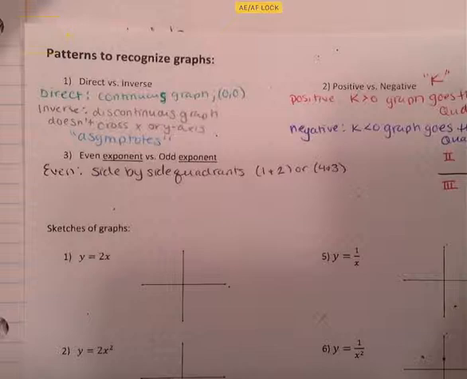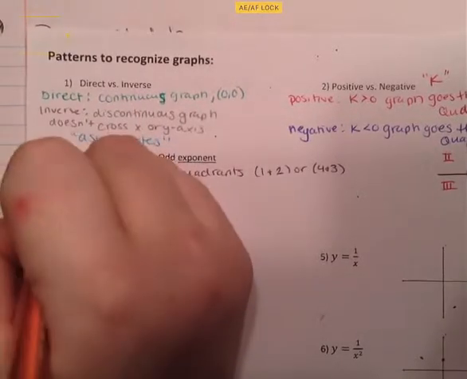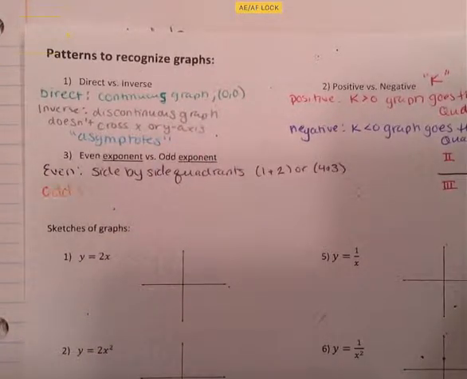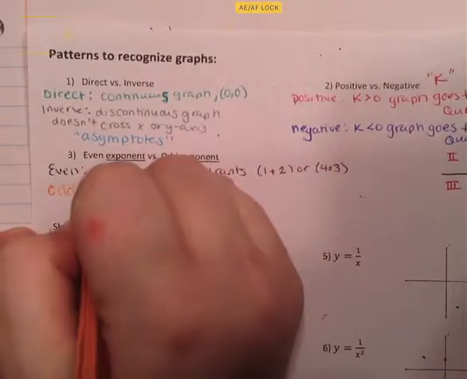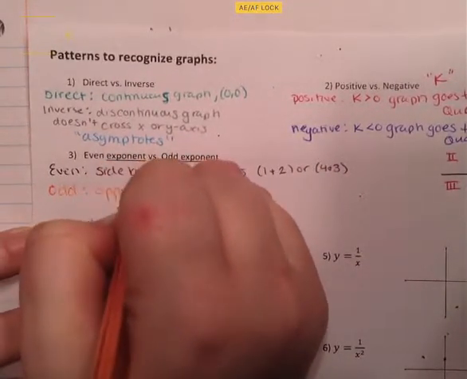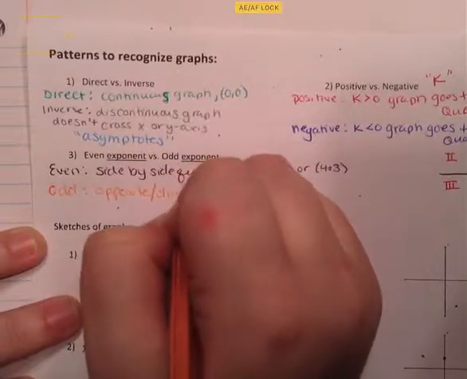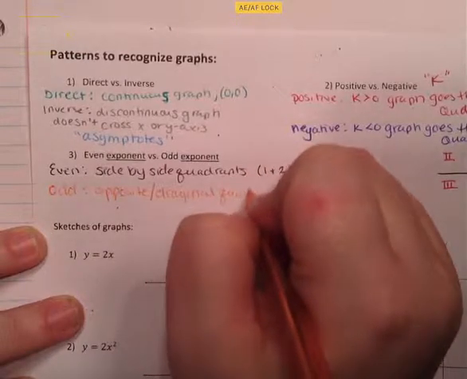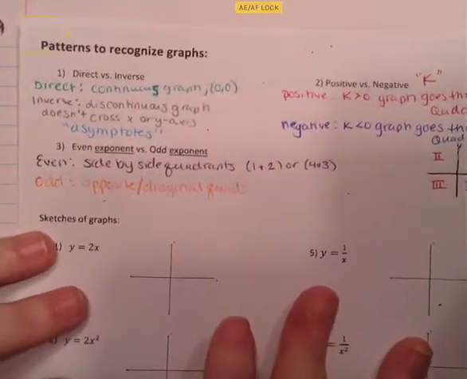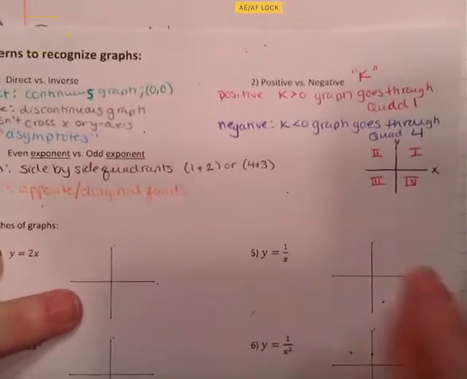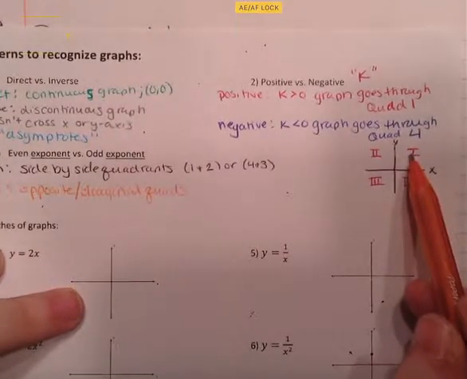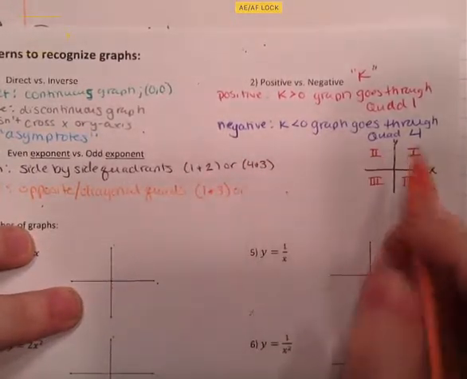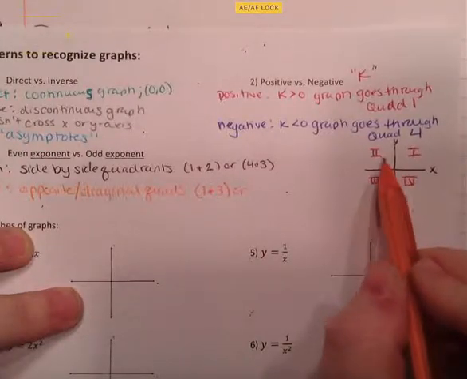Then we also have an odd exponent. With an odd exponent, it's not going to be side by side. They'll be opposite or diagonal quadrants. That means that if it started in 1, the diagonal or opposite of that would be 3, so that's 1 and 3. Or if you started in quadrant 4, it would be 4 and 2.